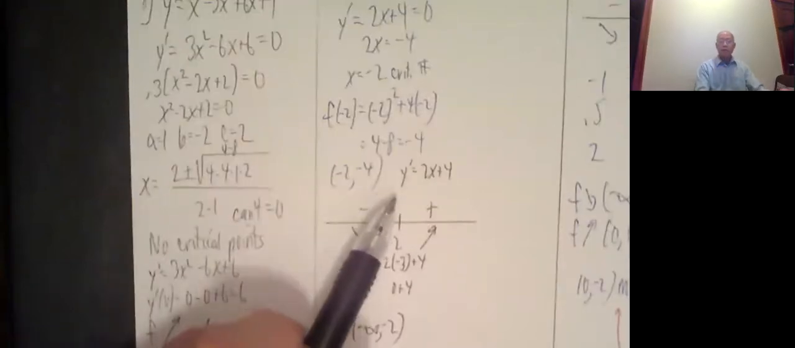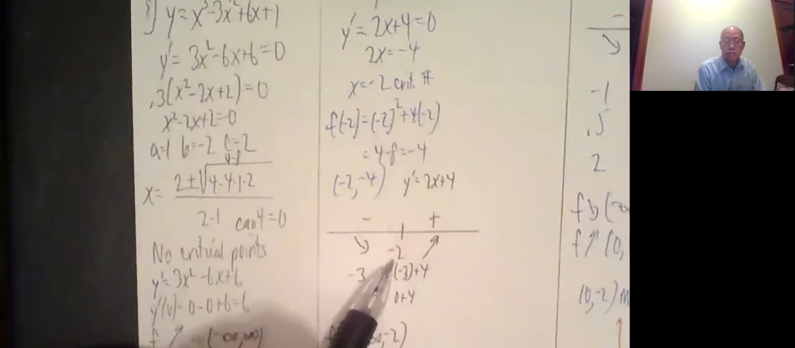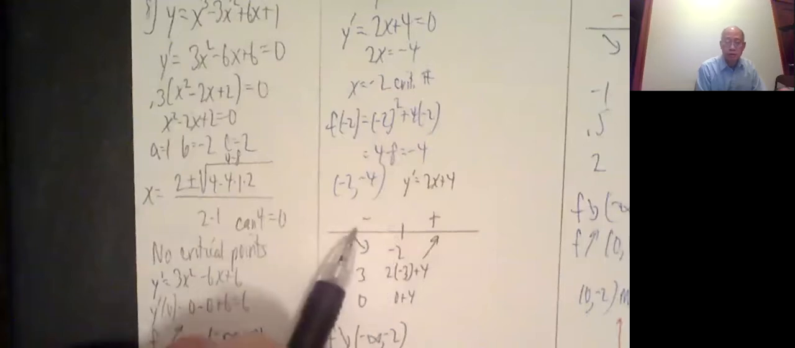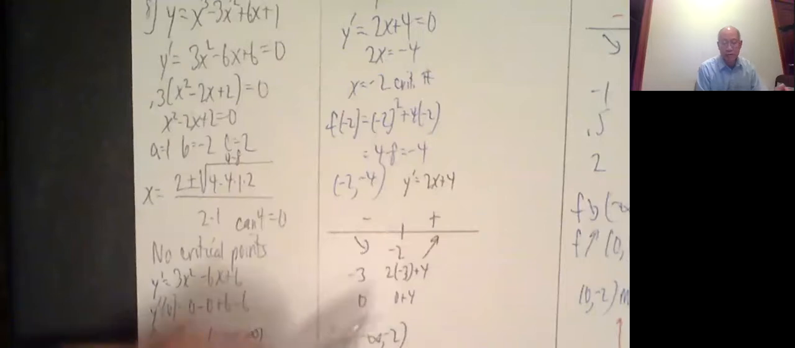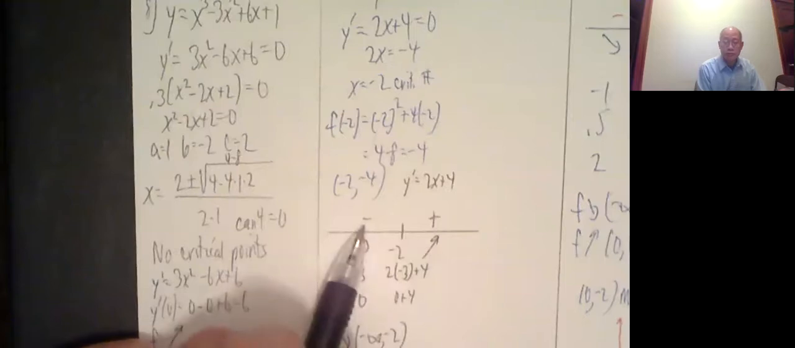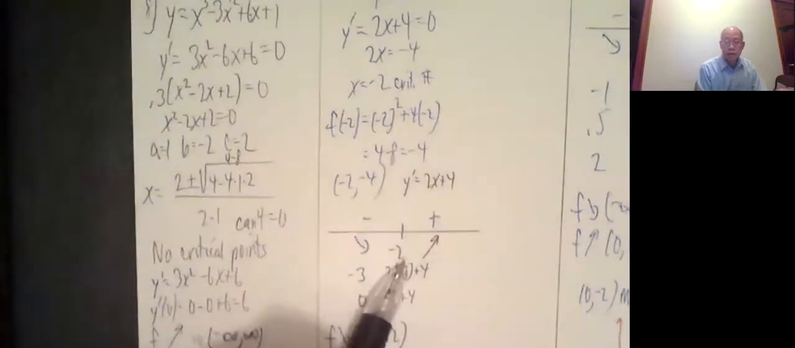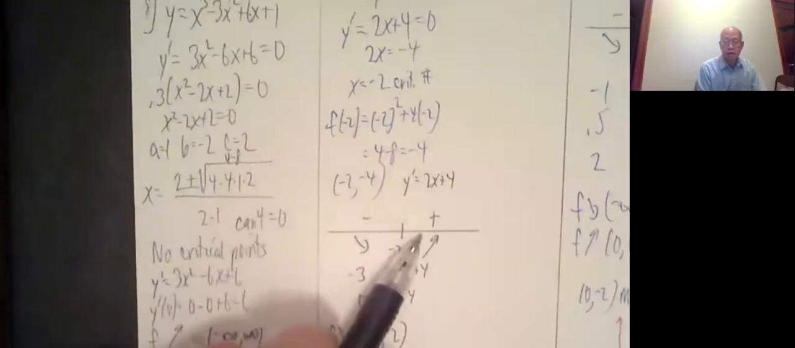All right, so y prime was 2x plus 4. I lay down negative 2. Pick something over here, something over here. So something to the left of negative 2 is negative 3. Plug in negative 3. 2 times negative 3 plus 4. That's negative 6 plus 4. That's a negative quantity. Something to the right of negative 2 is 0. 2 times 0 plus 4 is positive.